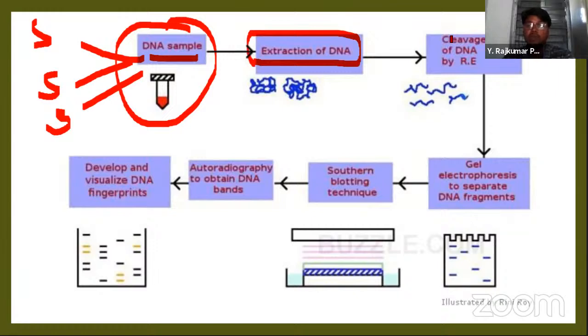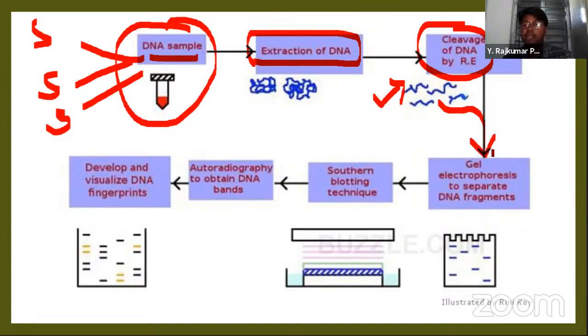Then they do cleavage with the help of restriction endonucleases. Restriction endonucleases are also called molecular scissors. What do they do? They cut the DNA at their complementary sites. Okay, so on a complementary basis, they cut. These DNA cuttings, the DNA fragments, undergo gel electrophoresis to separate them. Here in the picture you can see.